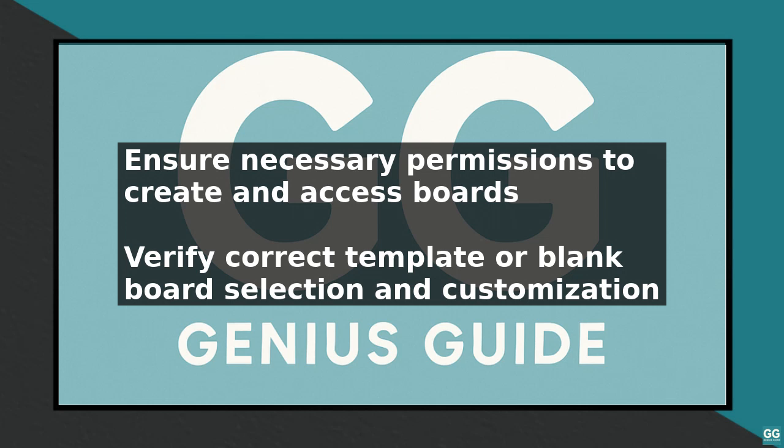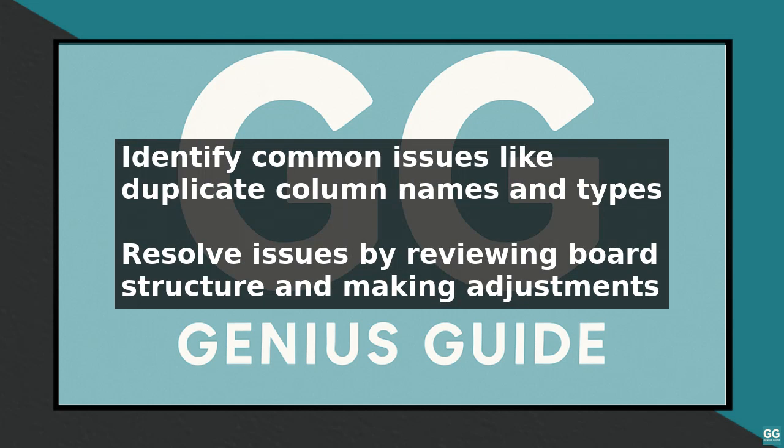Common issues that may arise when creating a board include duplicate column names, incorrect column types, and missing mandatory columns. To resolve these issues, review your board structure and make any necessary adjustments. Ensure that each column has a unique name and that the column type is correct, such as text, date, or numeric. Another potential issue is item duplication or incorrect item ordering.